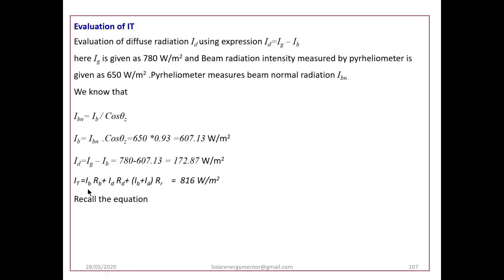IT can be evaluated using this expression, IB RB plus ID RD plus Ig, this summation is Ig into RR. That answer comes out to be 816 watt per meter square. Now we can recall the equation of TFI and substitute all the values. IT is known, FR tau alpha known, m dot by m, so all these values are known. Collector fluid inlet temperature value is 66.4 degrees Celsius. So this is the answer, which value seems to be logical and reasonable.